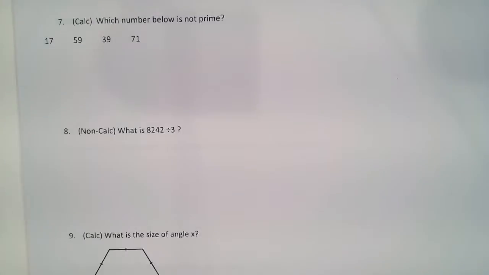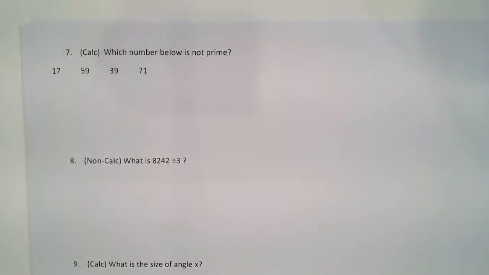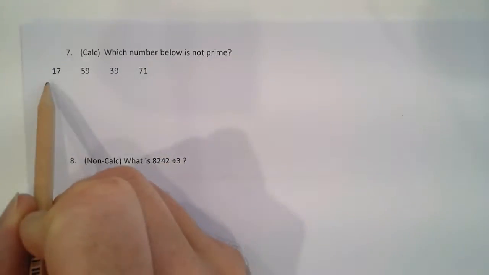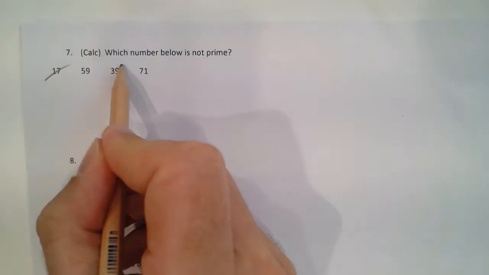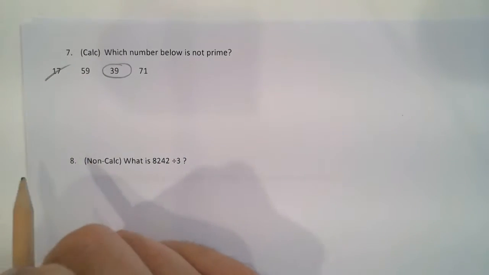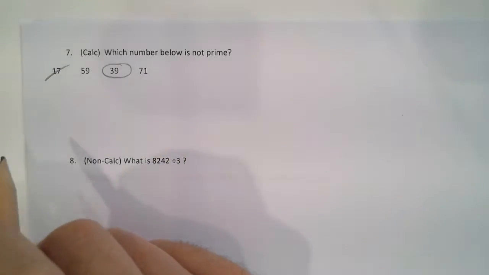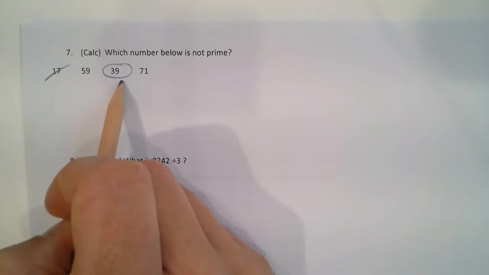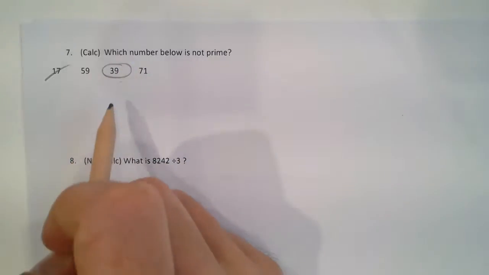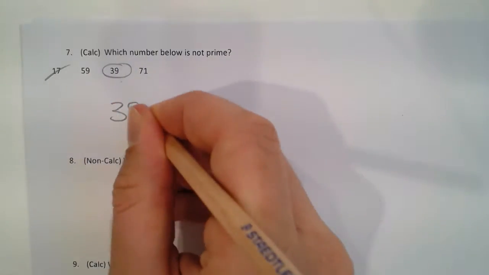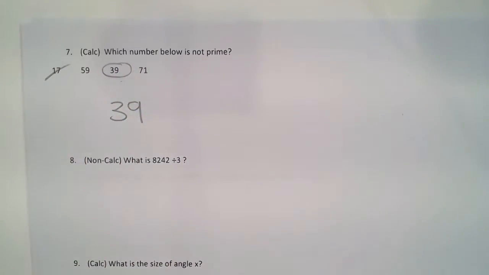All right. Number 7. Which number below is not prime? So, well, 17 is definitely a prime number. Nothing goes into that. Doesn't appear on any times table. Let's look at the rest of my list. Oh, hang on. 39. 3 times 13 is 39. A good way of checking is 3 plus 9 is 12. Therefore, 3 must go into it because 3 goes into 12. So the answer is 39. That is not a prime number.